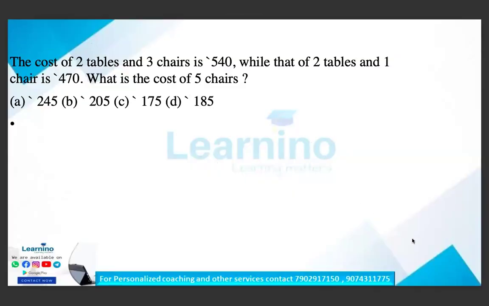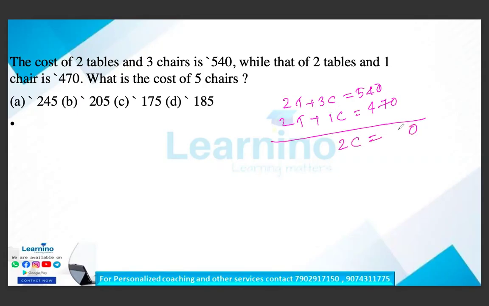The cost of two tables and 3 chairs is 540. Two tables plus 1 chair equal to 470. Subtracting, 2c equal to 70, c equal to 35. So for 5 chairs, 35 into 5, that is 175.